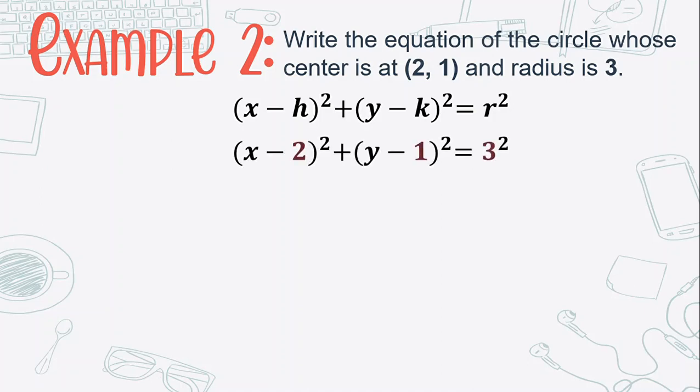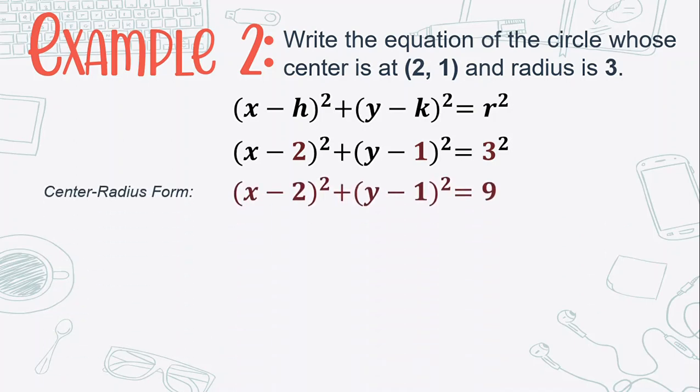We have (x minus 2) squared, 2 is the x coordinate of the center, plus (y minus 1) squared, 1 is the y coordinate of the center, is equal to 3 squared, 3 is the radius. So we have the center-radius form (x minus 2) squared plus (y minus 1) squared is equal to 3 squared, which is 9. That is the equation of the circle in center-radius form.